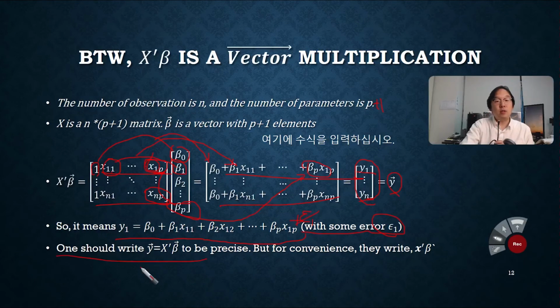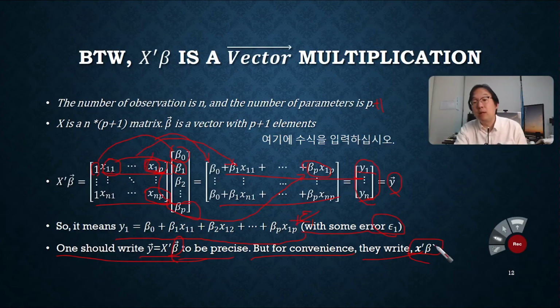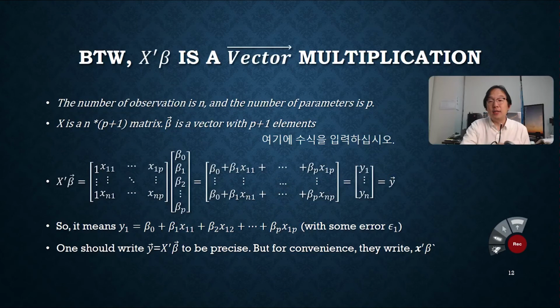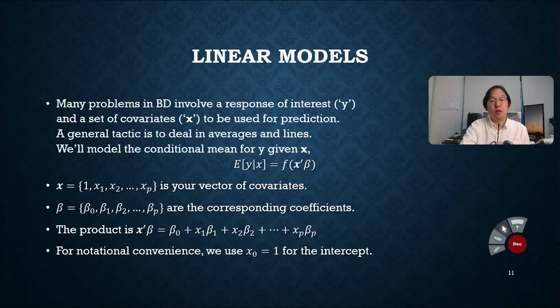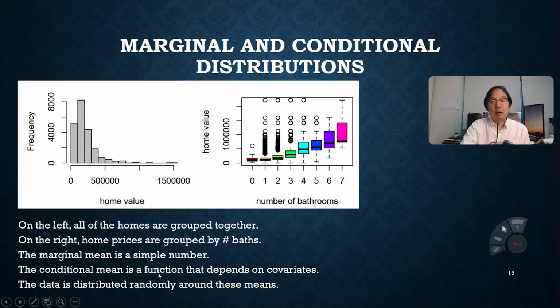And then we should write y equals big X times beta, like this, just to be precise. But for convenience, mathematicians, after a certain while, write it as X prime beta. As you saw before in your previous slide, so don't get confused. That's all that I'm trying to say. Familiarize yourself with mathematical notations, because this guy will come up every now and then.